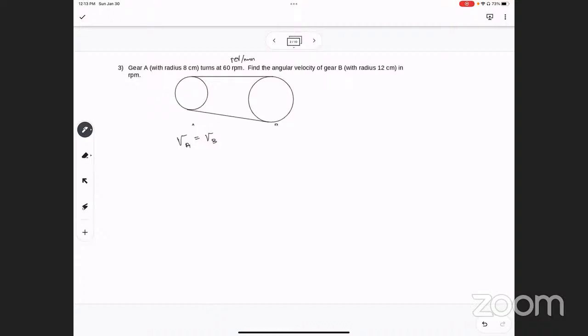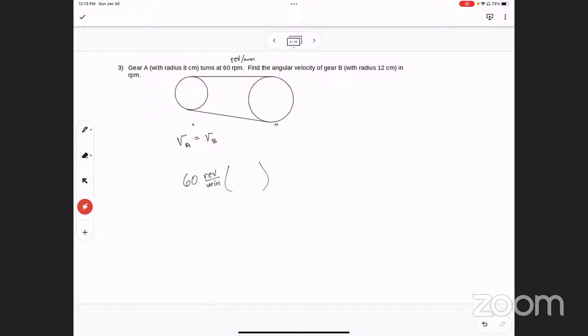Linear velocity of A is... so if we're finding the linear velocity of it, it would have to be the circumference of that. So the circumference would be 16 pi. Look what I'm doing over here. See how I'm writing 60 revolutions per minute? And I want to convert that to centimeters per minute.